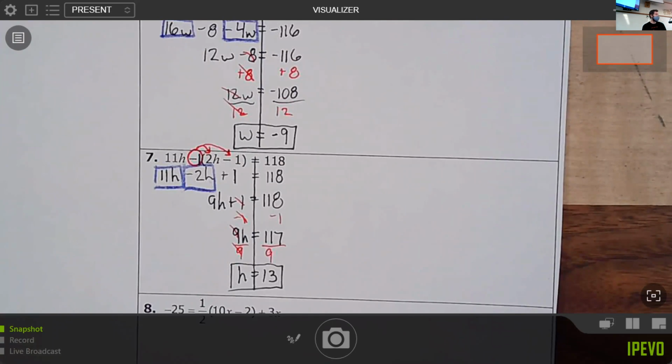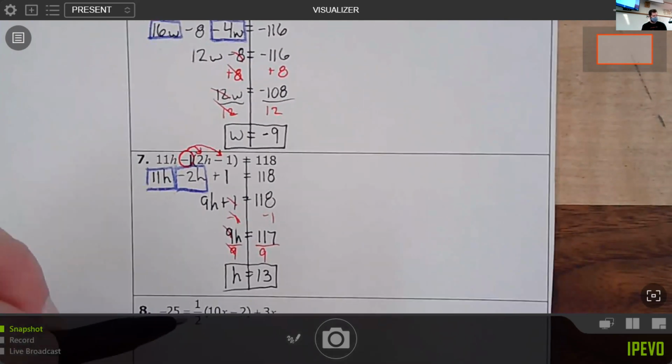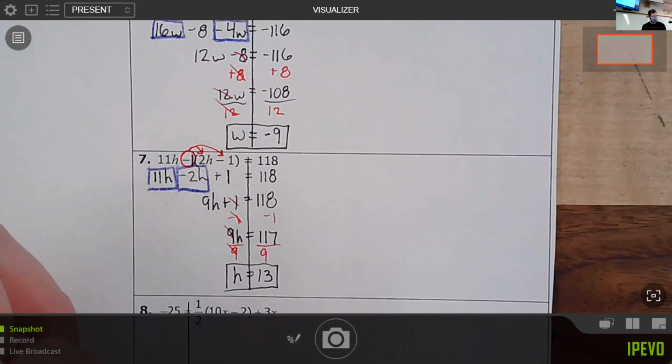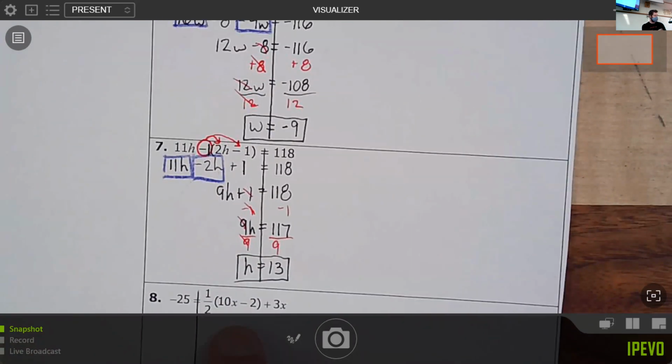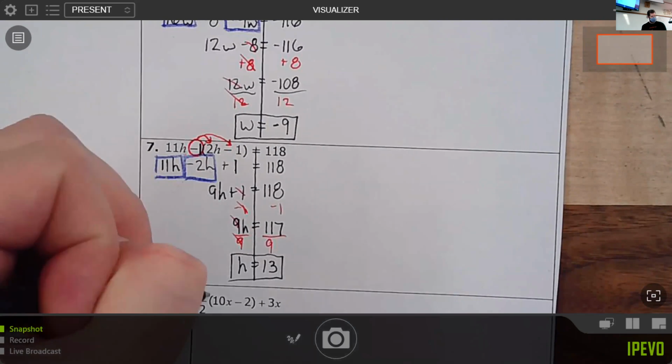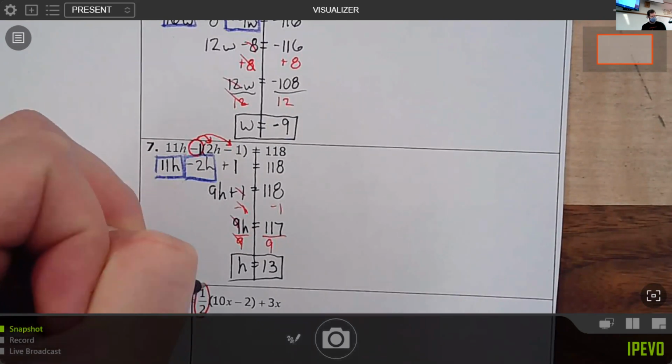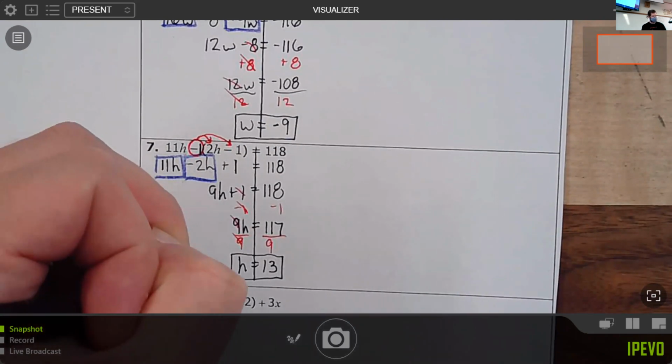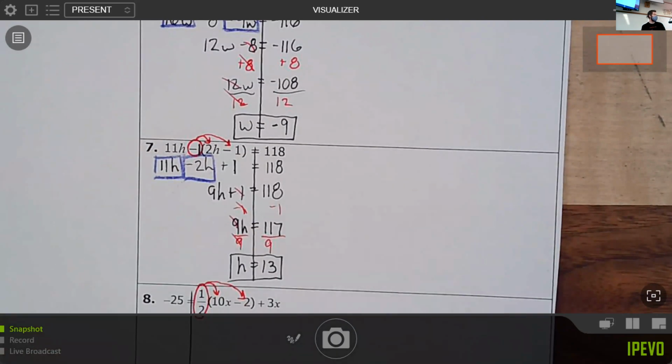All right, we got 2 more. And then a translation problem at the end there. So number 8. We've got a set of parentheses. There's a number on the outside. What number gets distributed? 1/2. We're distributing 1/2 to the 10x and to the negative 2. Only to the things inside the parentheses.